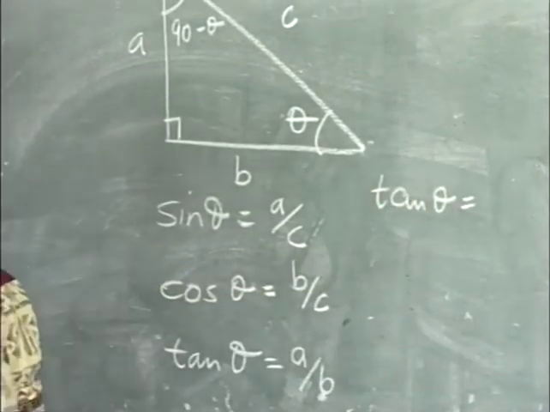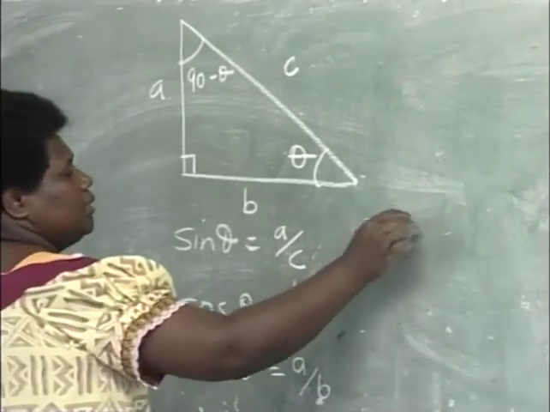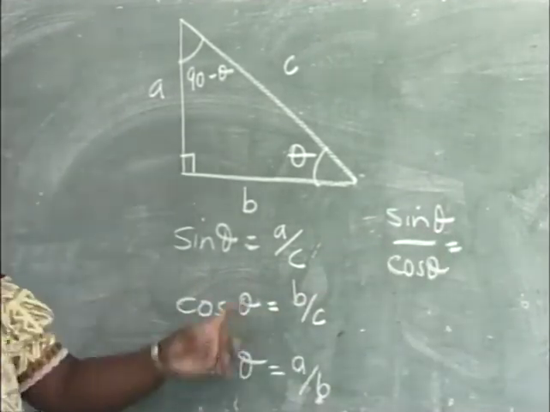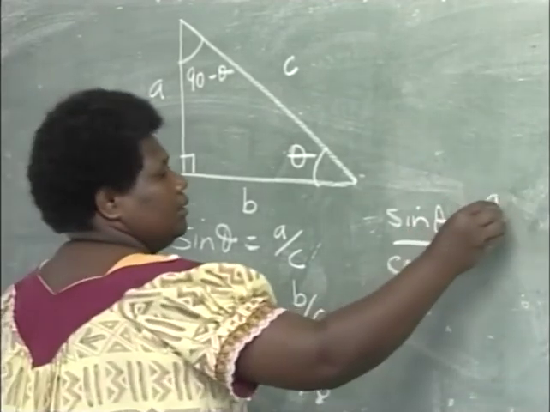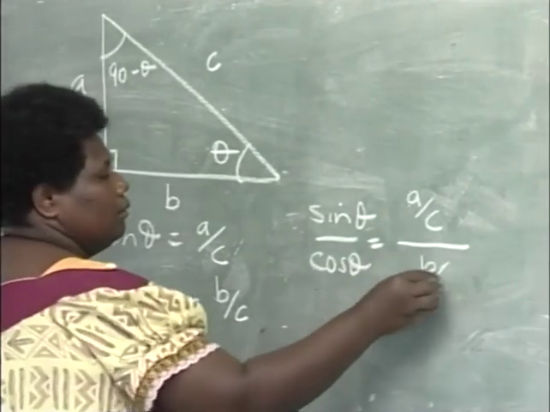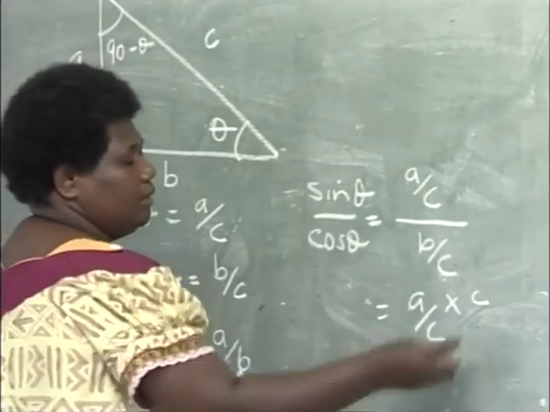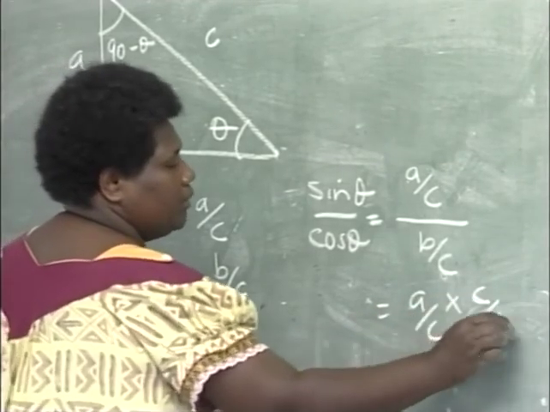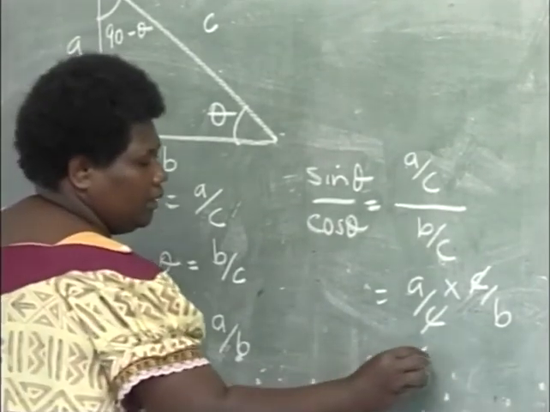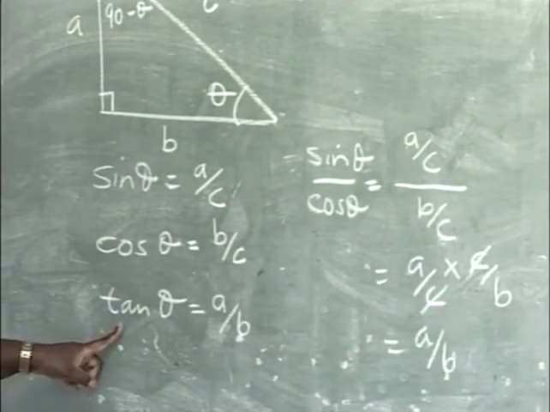Okay, if I want to find the answer to sine theta over cos theta, sine theta is given here to be A over C, and cos theta is B over C. If I get A over C and multiply it by the reciprocal of B over C, which is C over B, C and C will cancel out, and I will get A over B. And A over B is the same as tangent of theta.